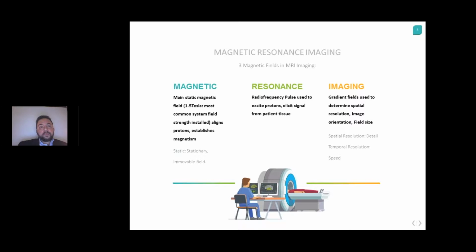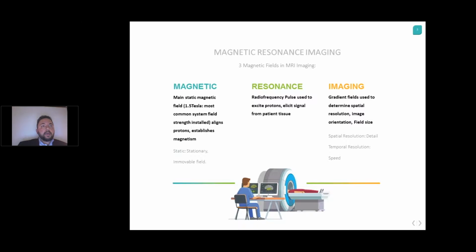The resonance field, radio frequency pulse, is used to excite protons and elicit signal from our patient tissue. Lastly, the gradient fields are used to determine spatial resolution, image orientation, and field size, where the detail in our image is acquired. Typically in MR, we look at the spatial resolution, defined as detail, how much clarity in an image, compared to temporal resolution, where so much research and effort is put into accelerating MR.